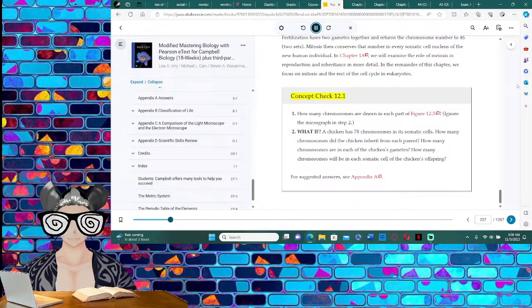Concept Check 12.1. How many chromosomes are drawn in each part of Figure 12.5? Ignore the micrograph in step 2. What if a chicken has 78 chromosomes in its somatic cells? How many chromosomes did the chicken inherit from each parent? How many chromosomes are in each of the chicken's gametes? How many chromosomes will be in each somatic cell of the chicken's offspring? For suggested answers, see Appendix A.